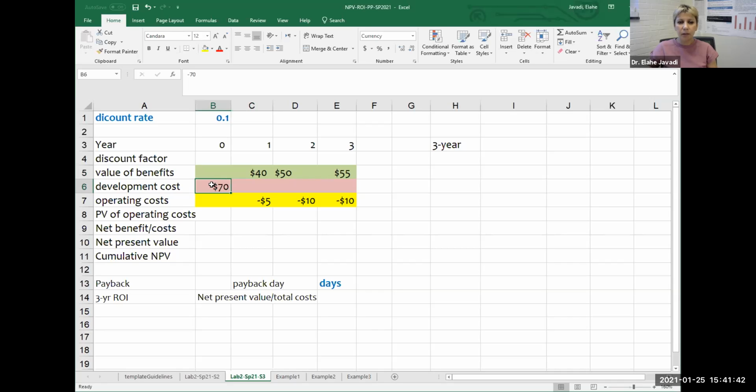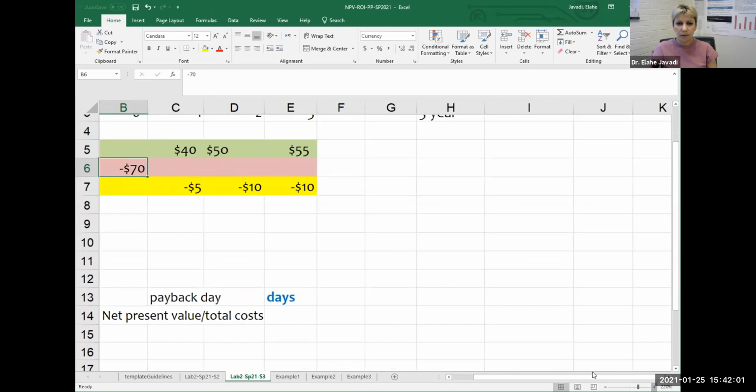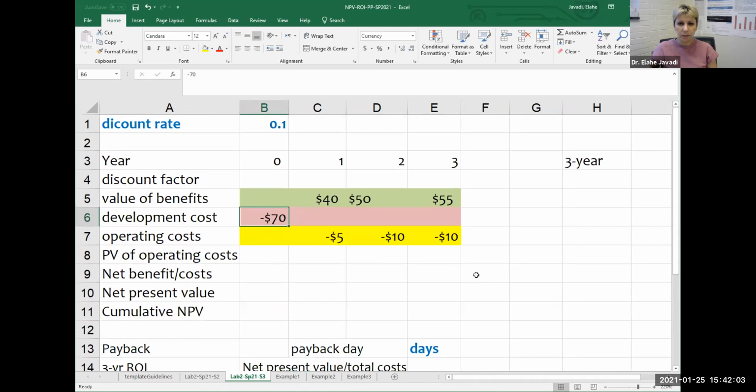Next number is development cost. Is the cost or upfront cost, some of you may call it. That's for development. In this project, for lab 1, development ends in year 0. So I have development cost right here and no development cost in the subsequent years.